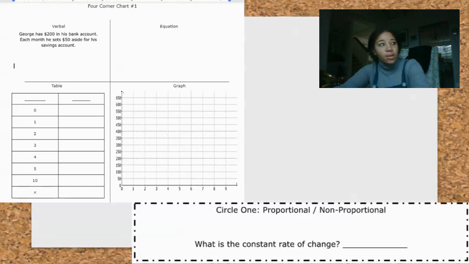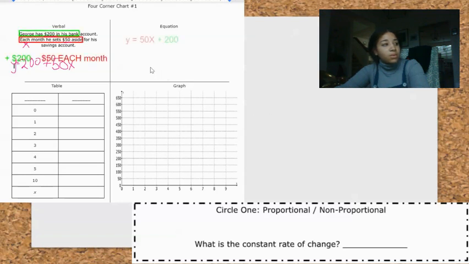Okay, so George has $200 in his bank. Each month, so when I see this word each, I'm going to put an x next to it. Each month, he sets aside $50 for his savings account. So he already has $200. And then each month, he sets aside an additional $50. So our equation could look like this: y equals 200 plus 50x, x representing each month. Or we could write it like that.